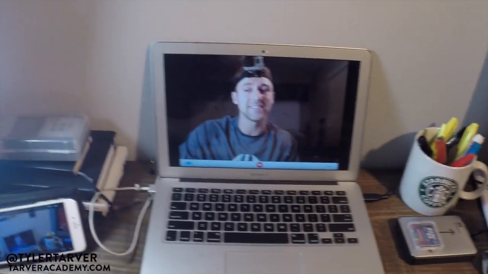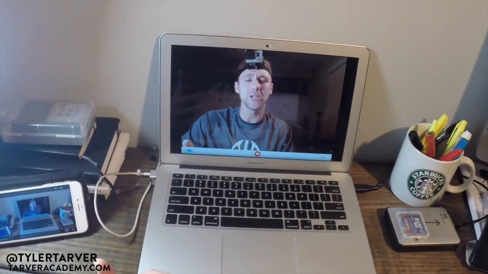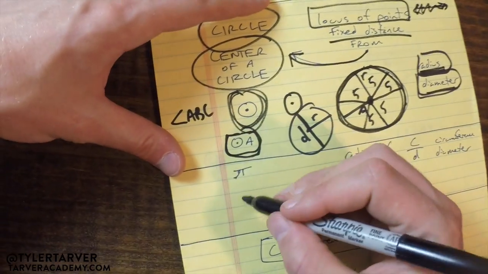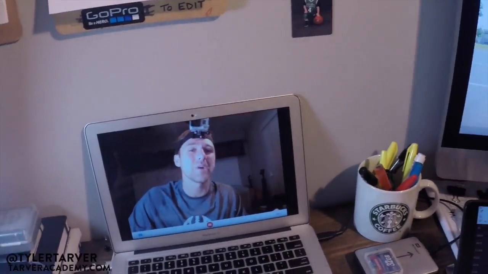at the pi symbol. You're thinking, Mr. Tarver, isn't the pi symbol the middle of the Tarver Academy logo? Psh, why, yes it is, and that's why we're going to learn. Actually, we're learning because we're talking about circles, and it's very important.